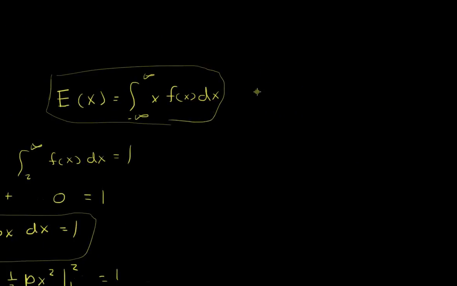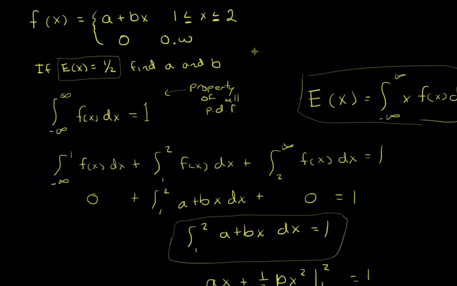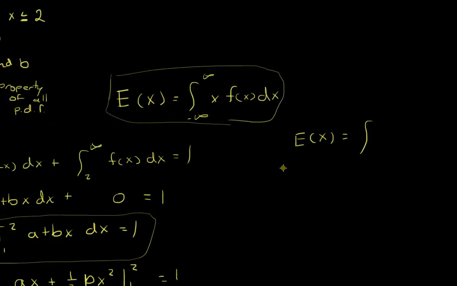I know that the expected value of x should then be from negative infinity until we get to 1, which is just going to be 0. So let's just go ahead and start from 1 to 2.